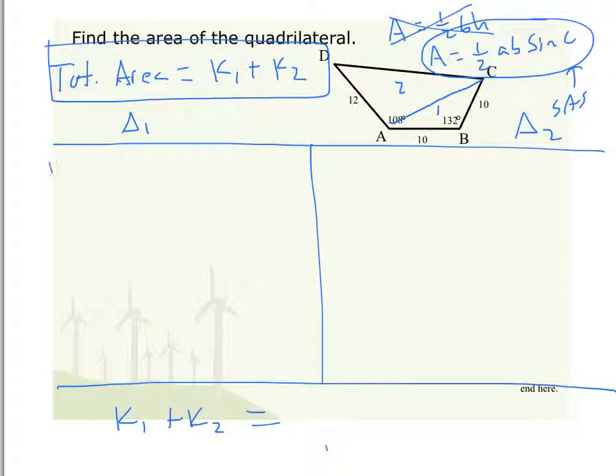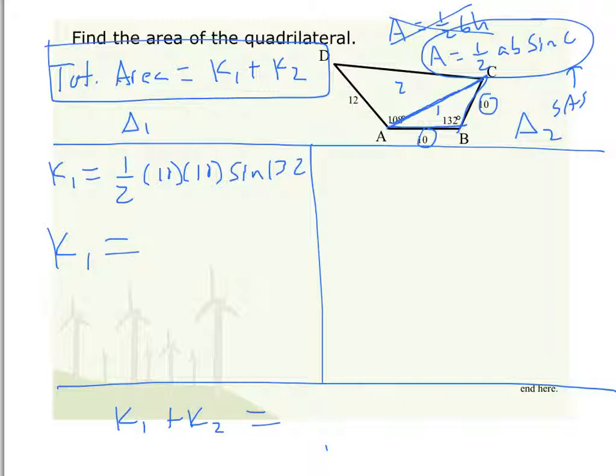Now, for triangle number 1, it's a pretty straightforward case because we look at this triangle, which I'll highlight all of it in blue. We know we have side angle side. AB is 10, AC is 10, angle B is 132. 1/2 times 10 times 10 times the sine of 132. Triangle 1's a pretty straightforward case. Now, let's look at triangle 2.